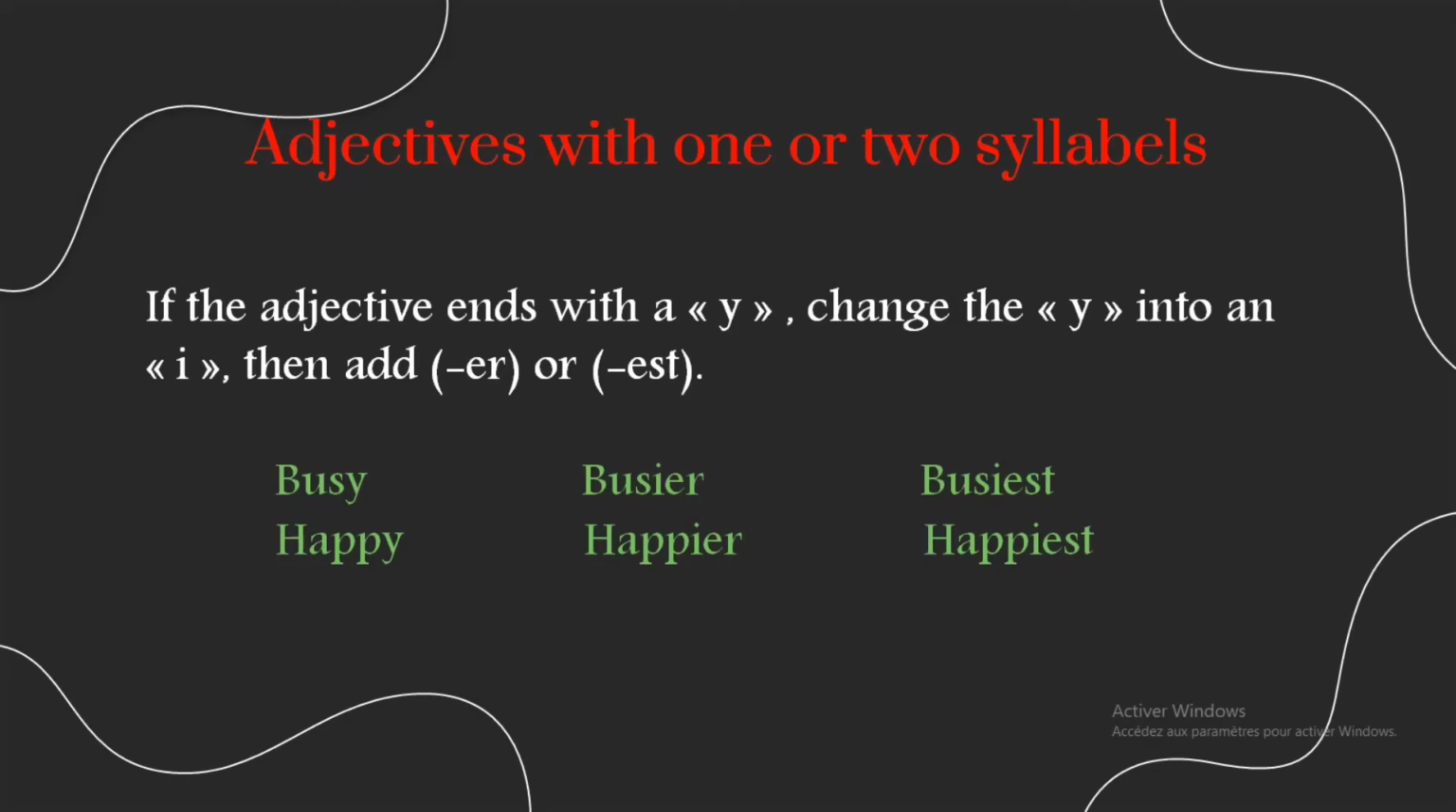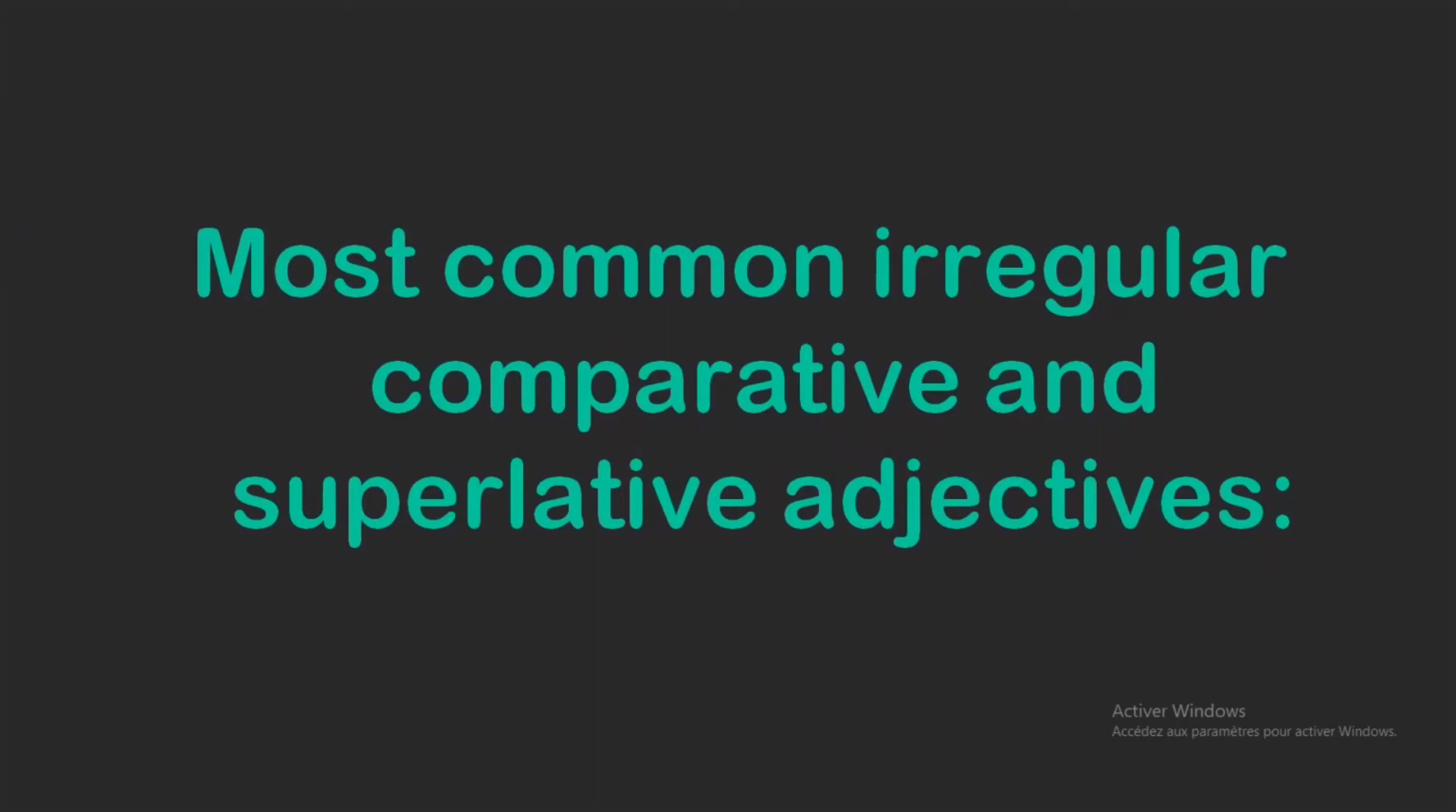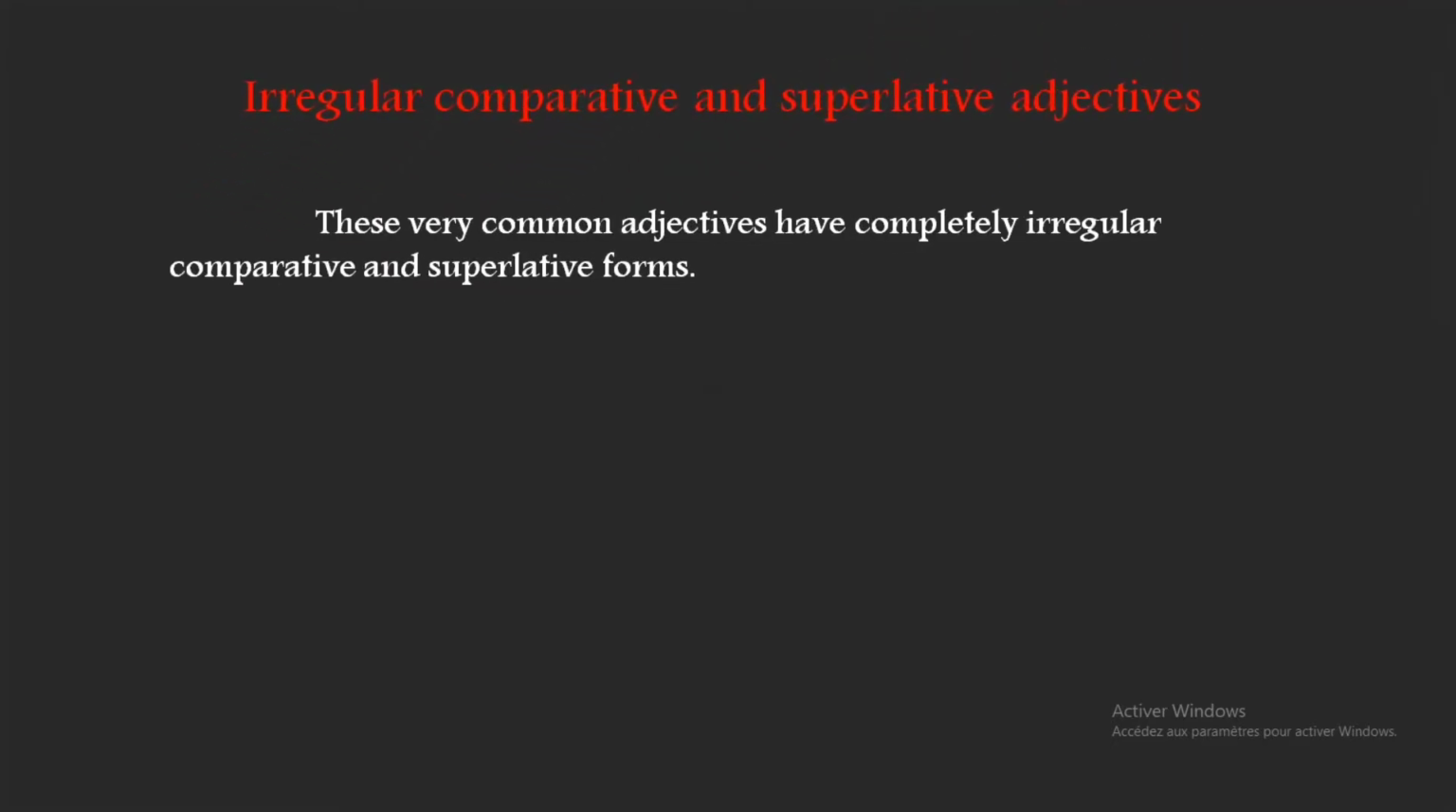Same thing for the adjective busy. The Y becomes I and we add er. Busy, in the comparative becomes busier, in the superlative becomes busiest. So now, after we've talked about some rules to form regular comparative and superlative adjectives for short and long adjectives and their spelling rules, we should know some irregular comparative and superlative adjectives.